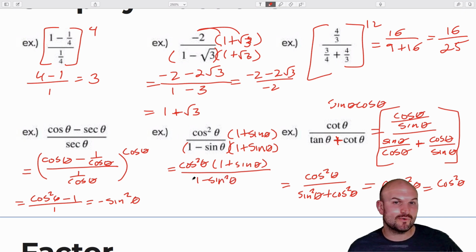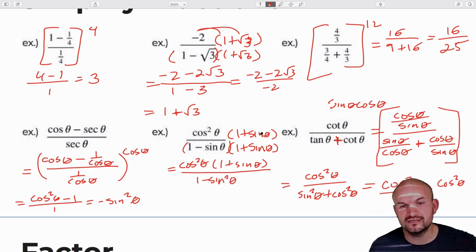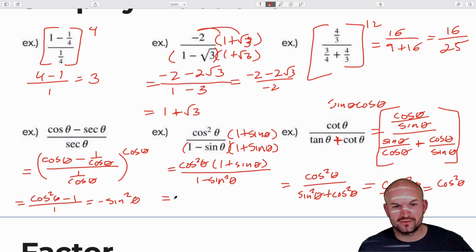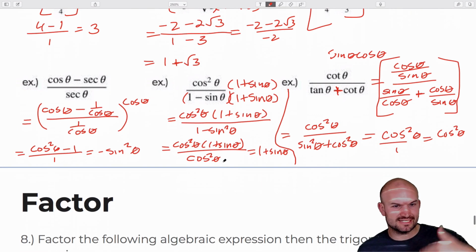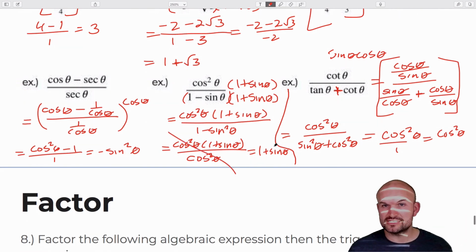And again, this is what we recognize. This 1 minus sine squared of theta is equal to cosine squared, right? So this becomes a cosine squared of theta times 1 plus sine of theta divided by a cosine squared of theta. So that equals 1 plus sine of theta. You can see how that will help us simplify things.